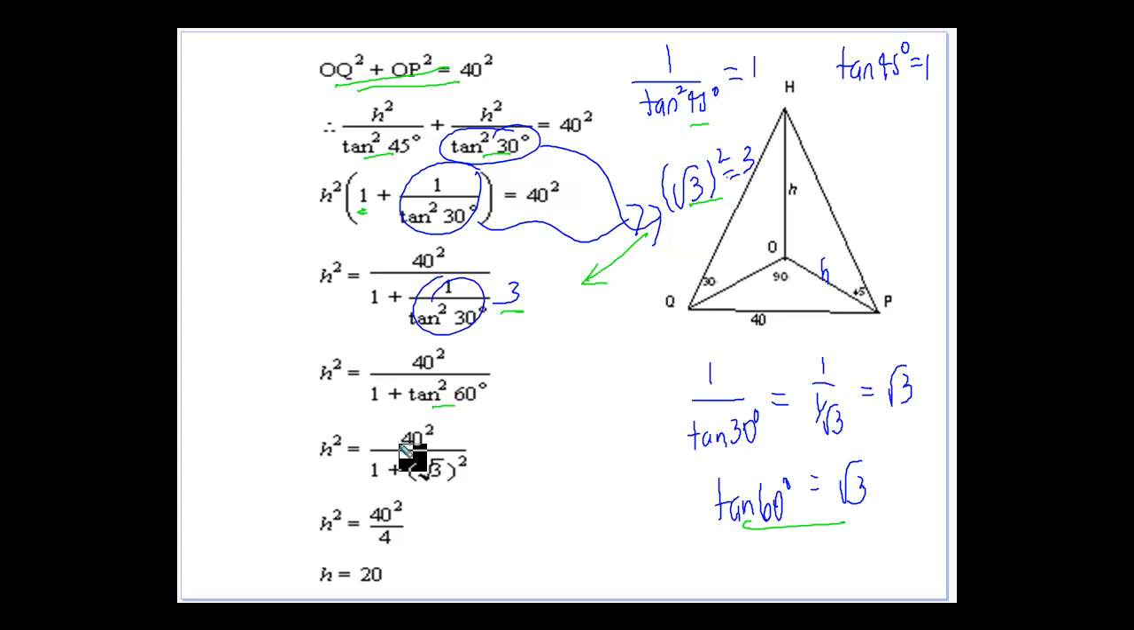So the 40 squared on 1 plus square root of 3 all squared gives us 40 squared on 4. H would be equal to 20 meters. So that's going to be our height of our tower there. But just check carefully all the working that we do as we go through of all those trig values.